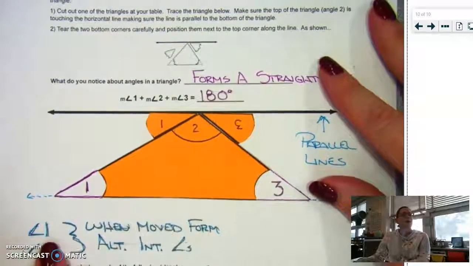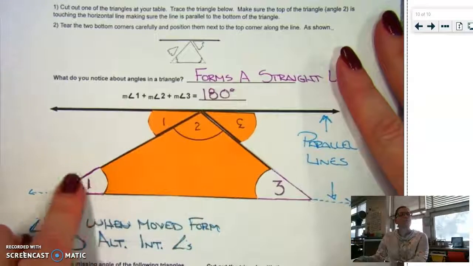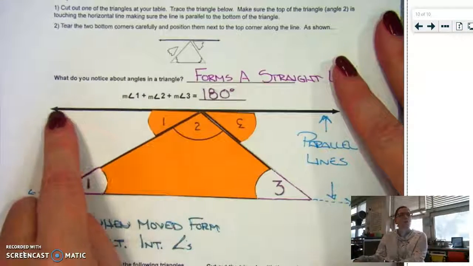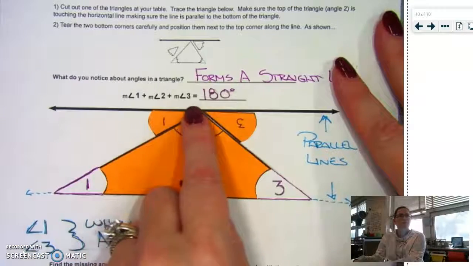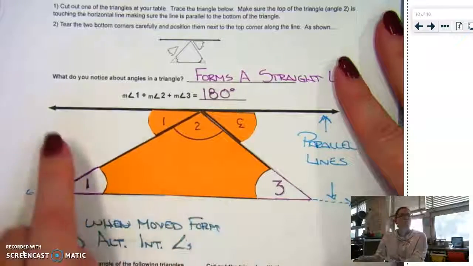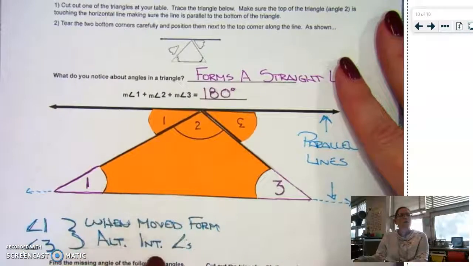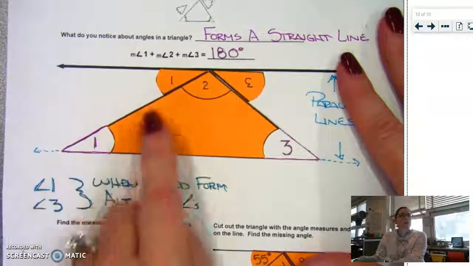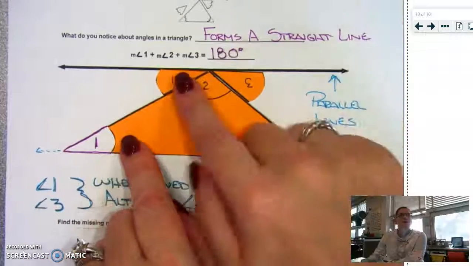One more thing. When we flip these over, you can kind of see our transversal line here, but do you also see where our Z is formed? From the parallel line, transversal line, to our other parallel line. Remember that Z was alternate interior angles that we covered last week, Friday. So angle 1 and angle 1 up here should actually be the same angle.